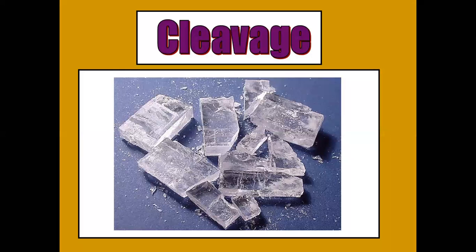So here's examples of cleavage. Okay, if I took that mineral, which I believe is calcite, and I hit it with a hammer, I would get still smooth, nice edges, flat surfaces, because that is the way the atoms are arranged inside this mineral. So no matter how many times I hit it or how small I make those pieces, they will still come out with smooth, flat surfaces.